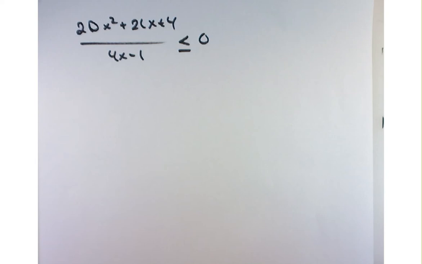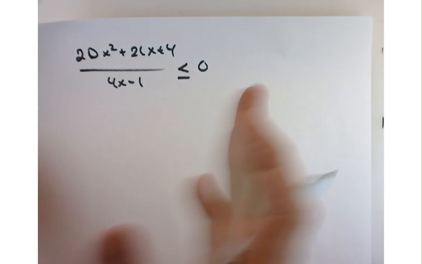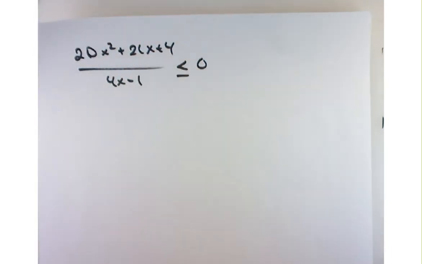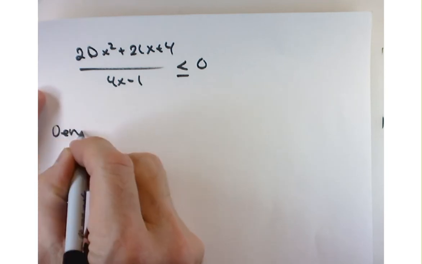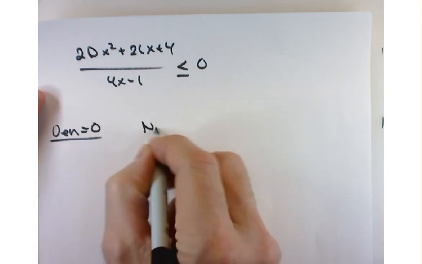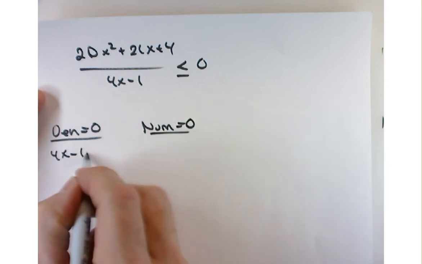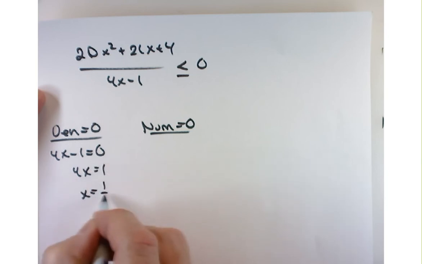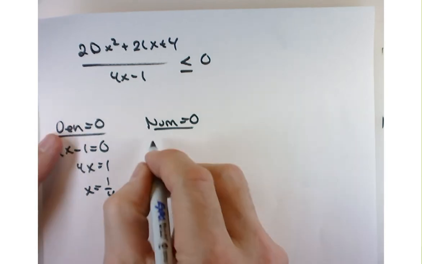The nice thing about this one is that you've already got 0 on one side and everything is written with one rational term. So that means I need to find two things. I need to find where the denominator equals 0 and where the numerator equals 0. So the denominator equals 0, that's not too bad. That's just 4x equals 1 or x equals 1/4. Okay, not so bad. Numerator equals 0 is more of a problem.